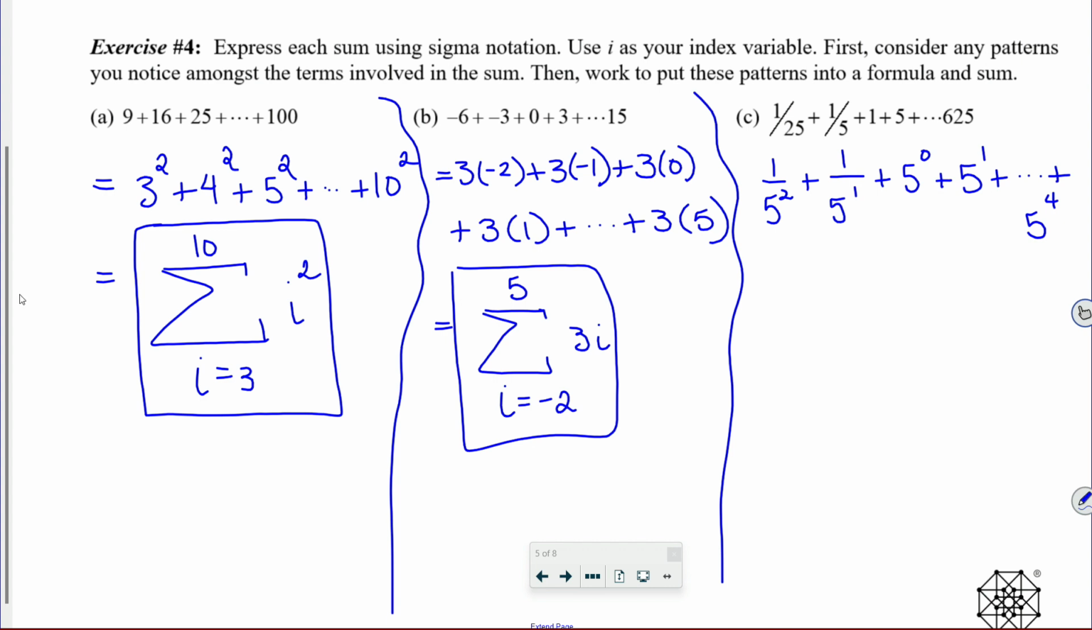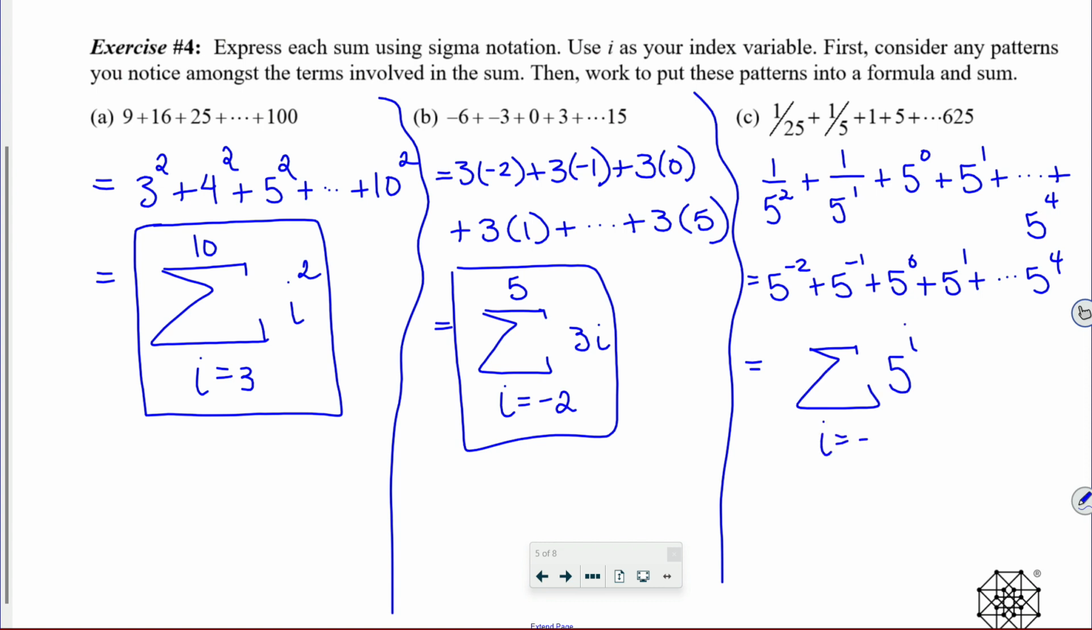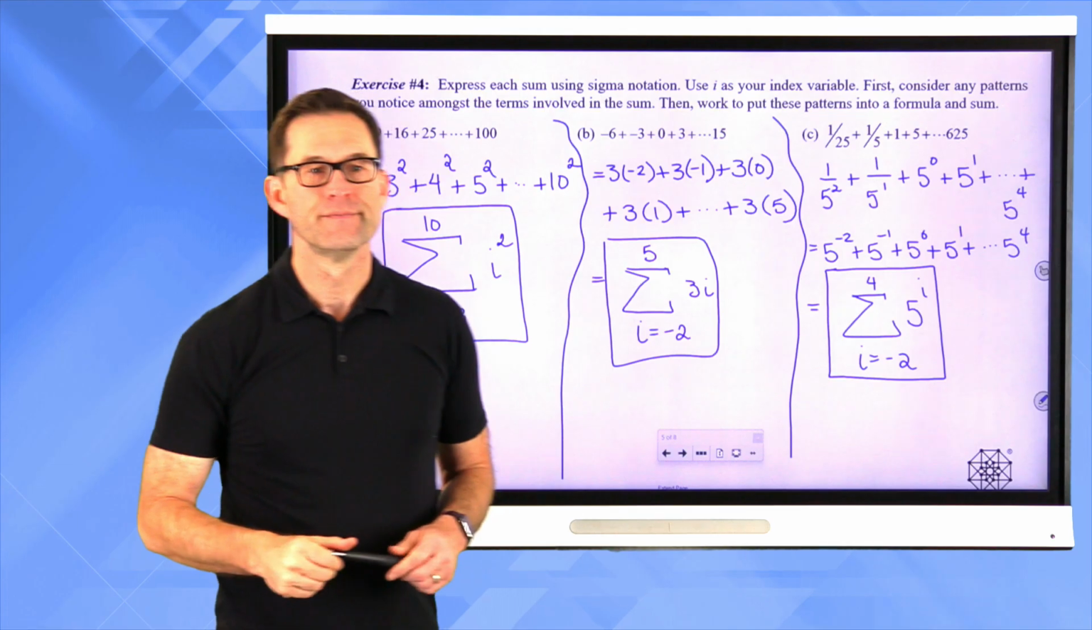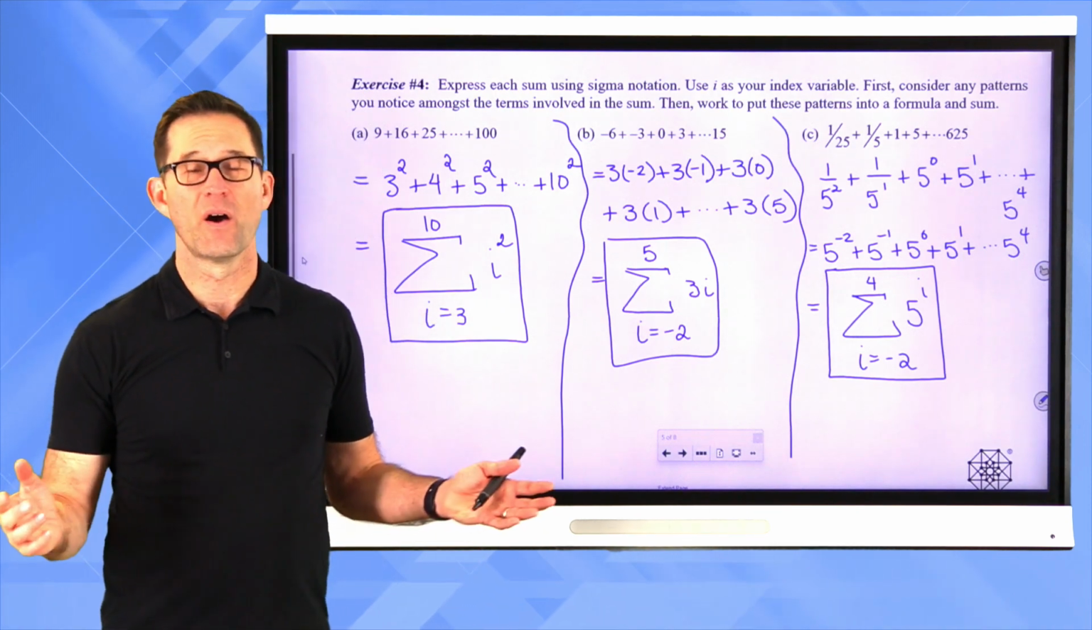All right? So what we've got going on here is 5 to the minus 2 plus 5 to the minus 1 plus 5 to the 0 plus 5 to the first all the way up to 5 to the fourth. So I can now say that this is the summation of 5 raised to the i power as i goes from -2 to 4. And that's it. All right.